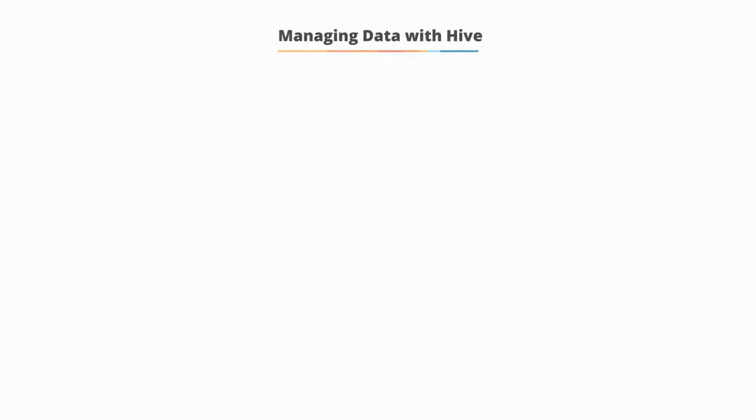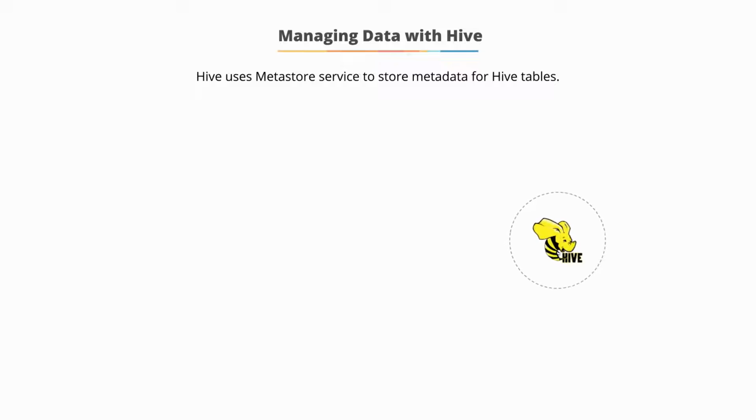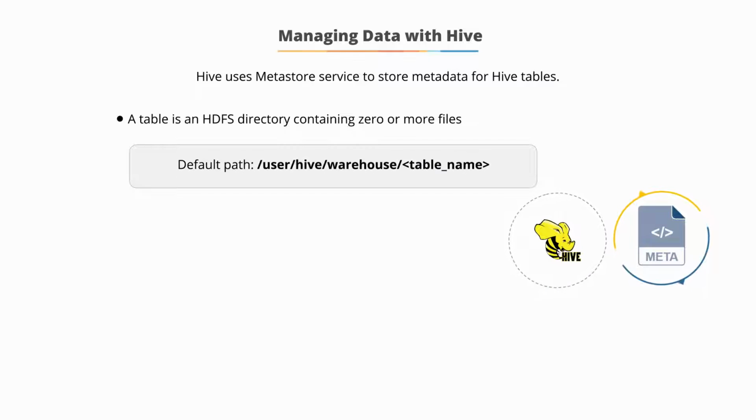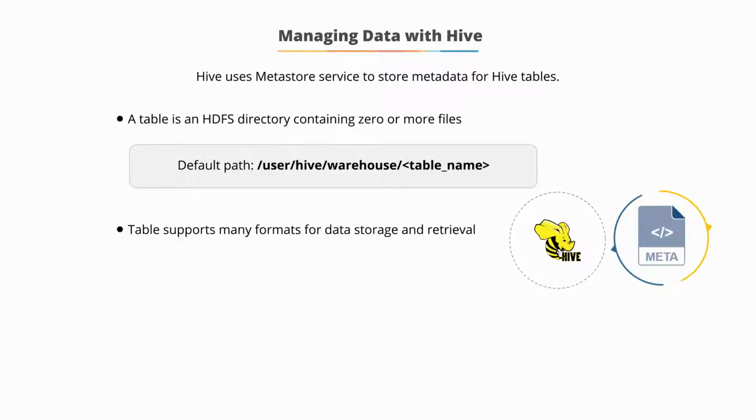Managing data with Hive. Hive uses a Metastore service to store metadata for Hive tables. A table is simply an HDFS directory containing 0 or more files. The default path for the HDFS directory is /user/hive/warehouse/ and then the table name. The table supports many formats for data storage and retrieval.